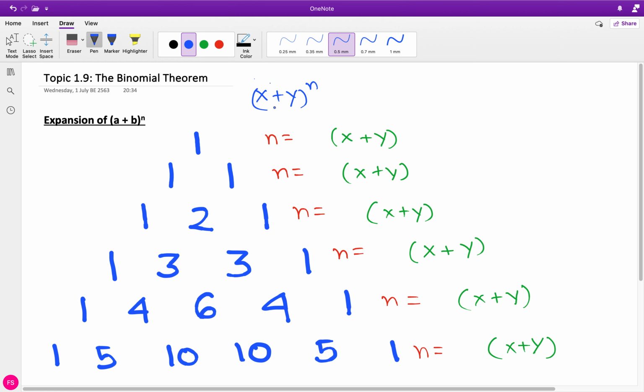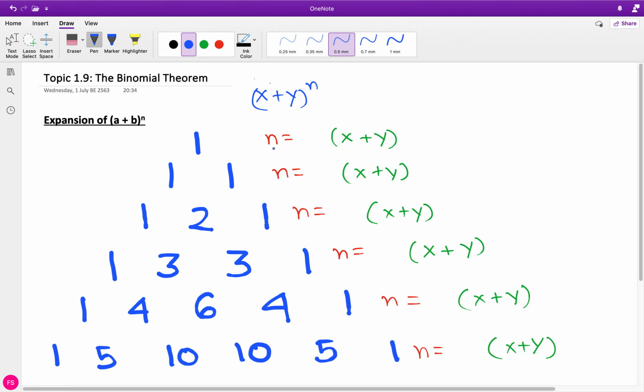And this is my binomial, x plus y to the power of n. Now, why is this a binomial? It's because it has two expressions that are connected by a plus sign. It could be a negative sign as well. So as long as you have two terms connected by a plus or minus sign, that's called a binomial.